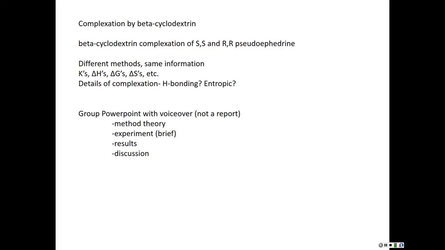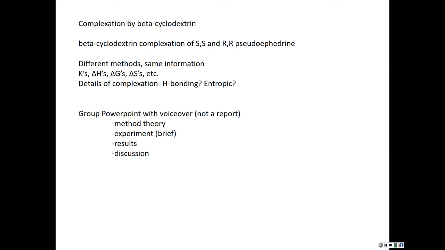Okay, this is for the complexation experiment. So pseudoephedrine with beta-cyclodextrin. We're doing an isothermal titration calorimetry measurement of that complexation for both SS and RR pseudoephedrine.